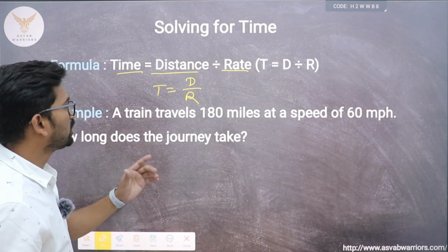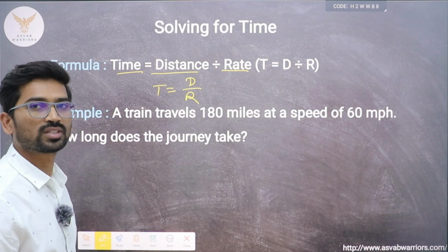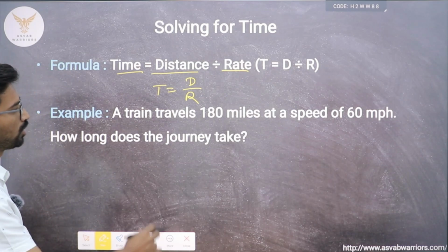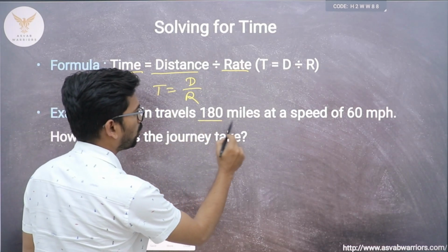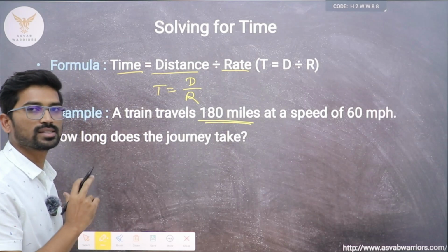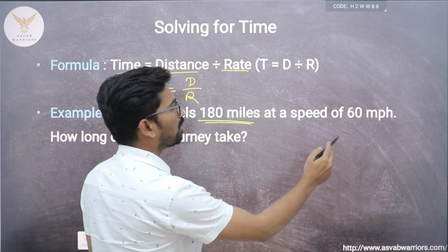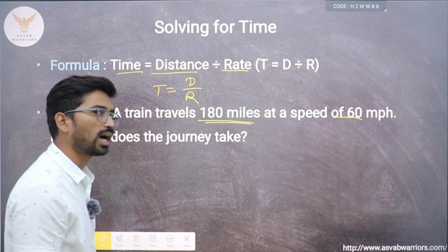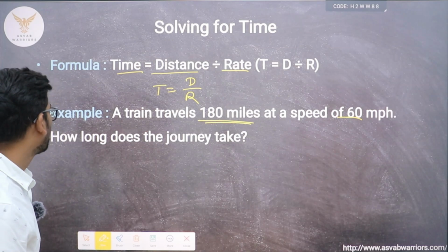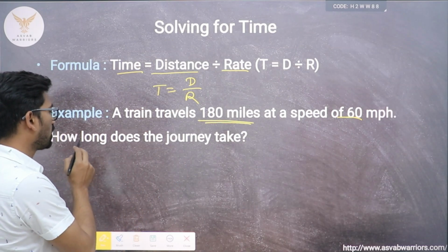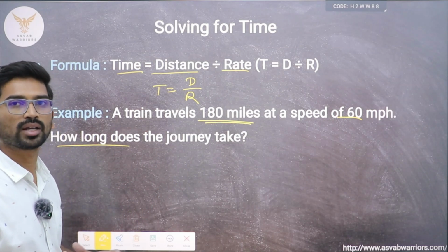A train travels 180 miles at a speed of 60 miles per hour. A train travels 180 miles. It means distance is 180 miles with a speed of 60 miles per hour. Speed is nothing but rate. How long does the journey take? How long means we need to find out the time taken to cover this journey.